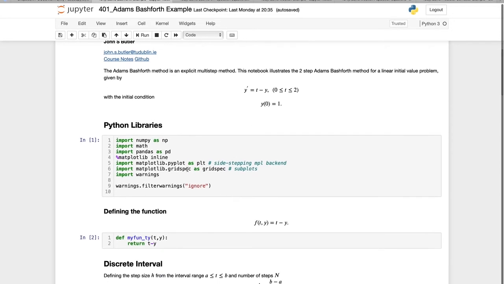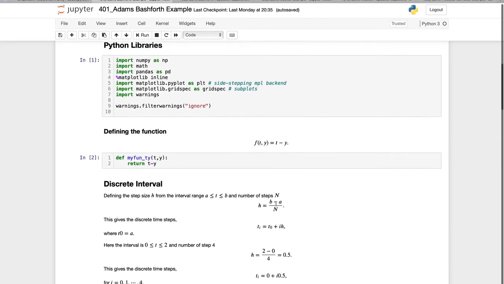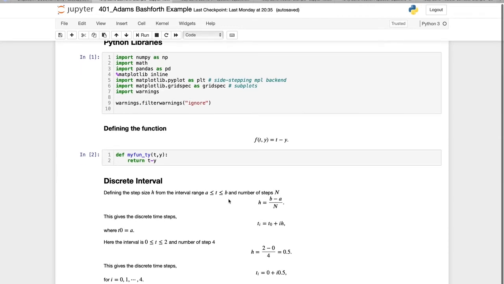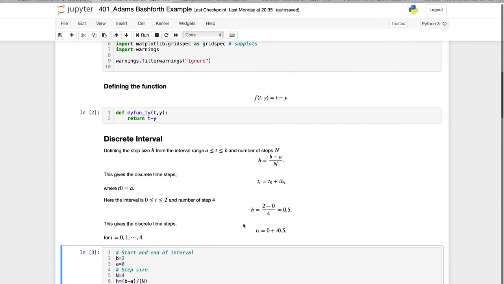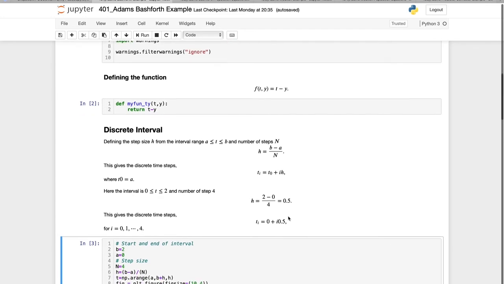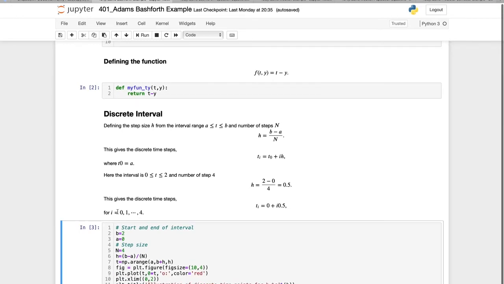As always, we load our Python libraries, we define our function, and we discretize our interval over some step n. So here I'm going to use n equal to 2, t0 is equal to a, so h is equal to 0.5, so steps of 0.5, and so our discrete steps are ti = 0 + i times 0.5, i equal to 0 to 4.